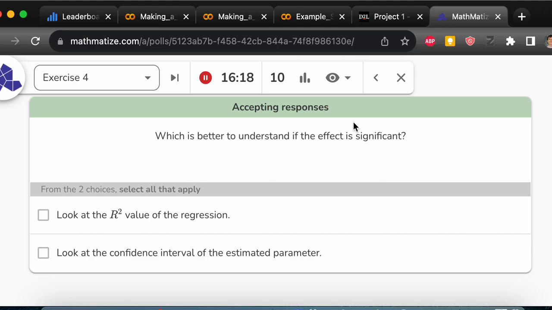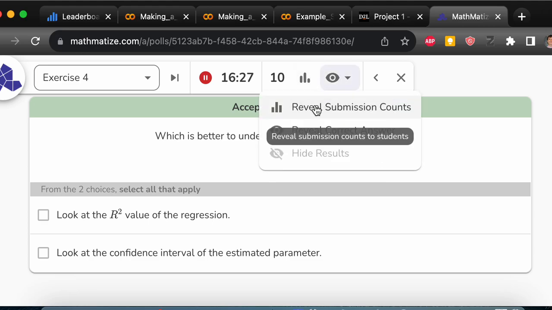How do you understand if an effect is significant? Option one, look at the R-squared value. Option two, look at the confidence interval. And what did people say? Let's take a look. Reveal counts.